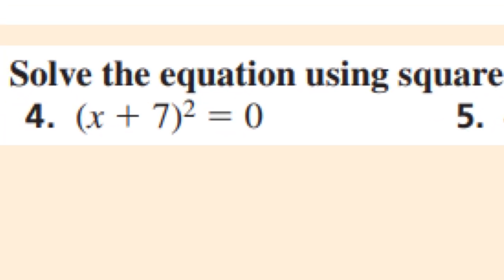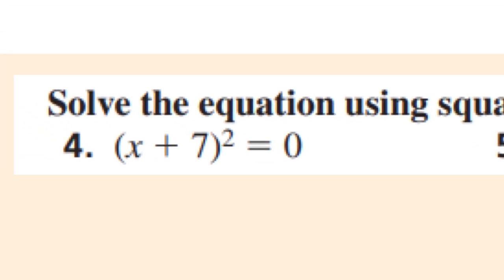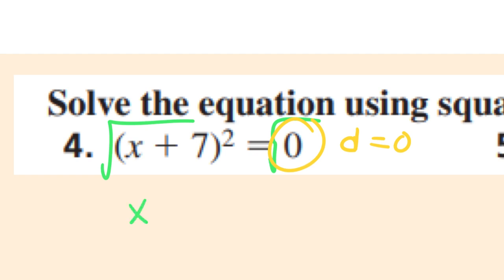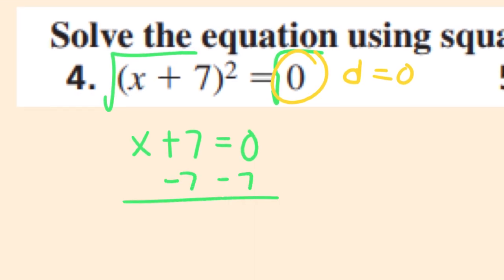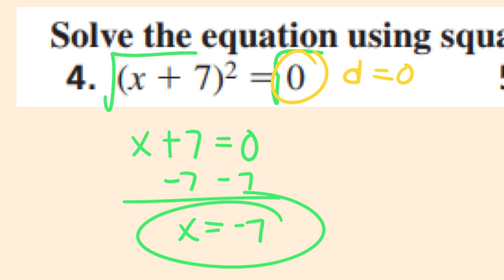Continue with some practice. I can see that this is already isolated. I'm just going to square root it. And I know that D equals 0. That means I'm just going to have one real solution. X plus 7 equals 0. Subtract 7 from both sides. X equals negative 7, my one solution.